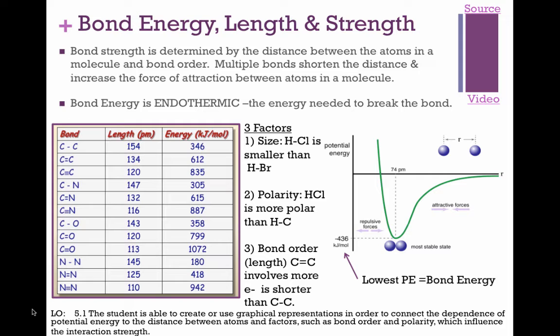And this just shows you bond energy. The higher the number, like the C triple bond N, has a bond energy of 887 kilojoules per mole. So you have to put in a whole lot of energy in order to break that bond.